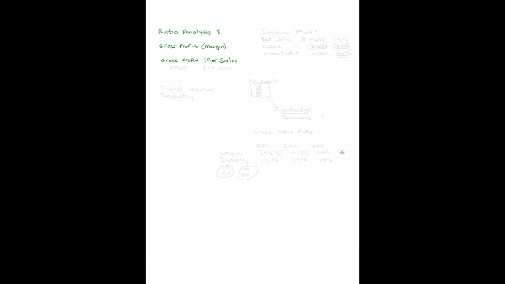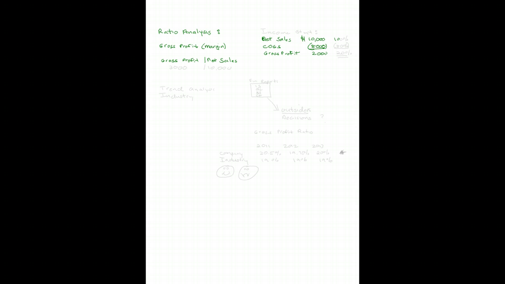Let me draw a little income statement for you here. Let's say that we have net sales, so returns and allowances and other items have been deducted. And that we have cost of goods sold in the amount of $8,000. So our gross profit ends up being $2,000 in this example.